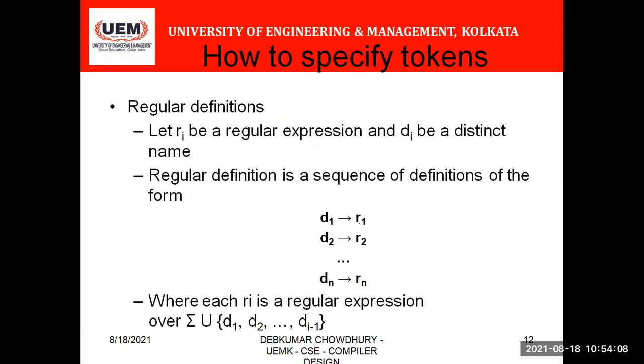Next is how to specify tokens. Now my next question is how to specify the tokens. The regular definition: let r suffix i be a regular expression, where r is the regular expression and i means the ith regular expression, and d suffix i be the distinct name, the ith distinct name. A regular definition is a sequence of definitions of the form d1 produces r1, d2 produces r2, and in this way we continue to dn produces rn, where each r suffix i is a regular expression.